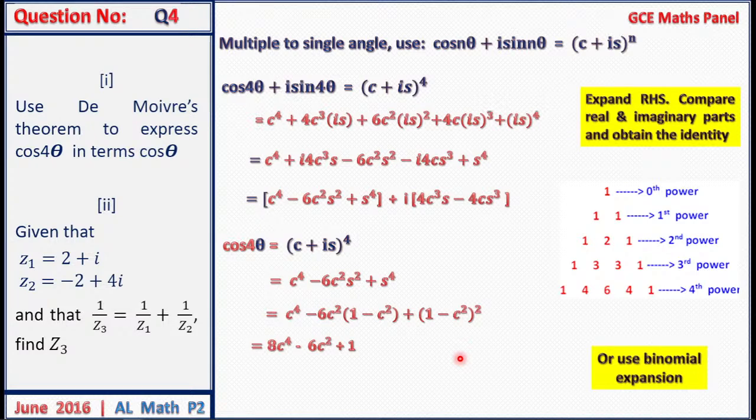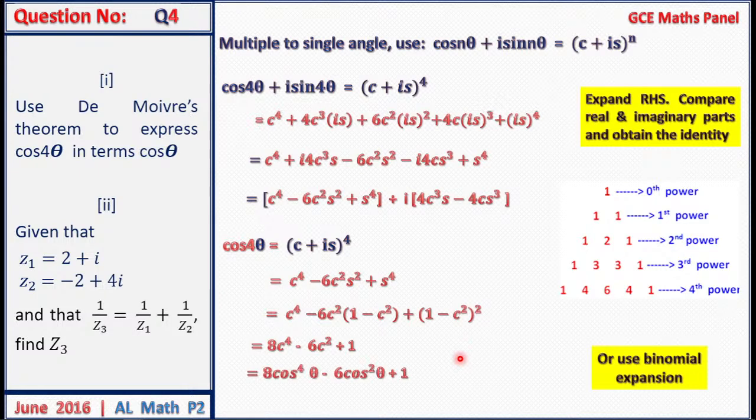Now in the exam, you can write like that because you can express it in terms of cos θ plus i sin θ, and it will be okay. So that's the first part of the question. Now the second part: we have z1 equals that and z2 equals that, and we are given that z3 equals 1 over z1 plus 1 over z2, and we have to look for z3. So how do we get z3?